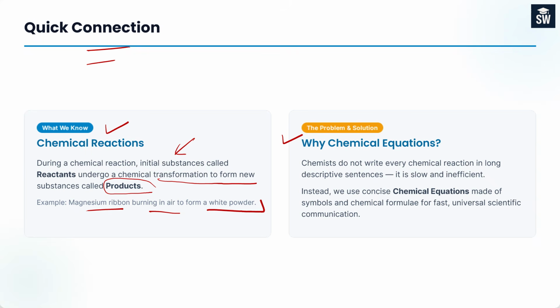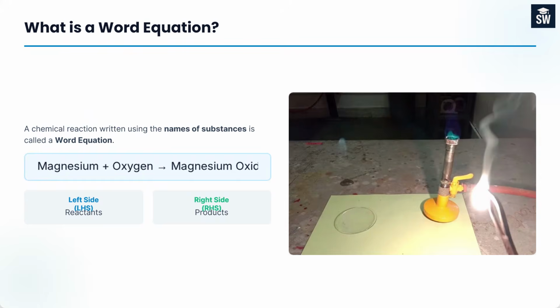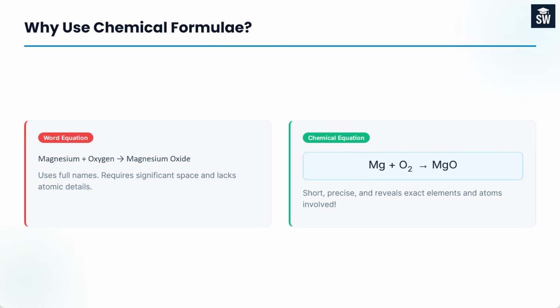Why do chemical reactions use equations? Chemists do not write every reaction in long descriptive sentences, because it is slow and inefficient. That's why we invented equations to write chemical reactions. Now, what is a word equation? First one, you can see that this is the word equation, right? And after that you will have the chemical formula in the chemical equation.